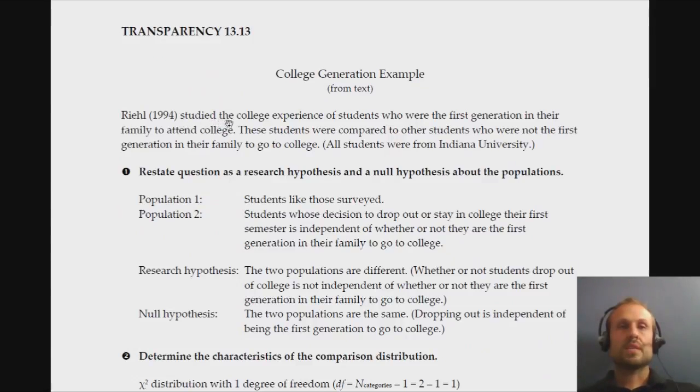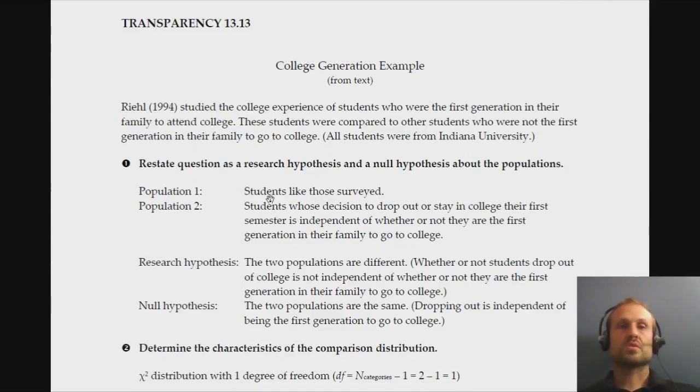So there's been a study of college experience of students who were the first generation in their family to attend. These students were compared to other students who were not the first generation in their family to go to college. So now I'm going to compare students like the ones surveyed, students whose decision to drop out or stay in college their first semester is independent of whether or not they were the first generation.